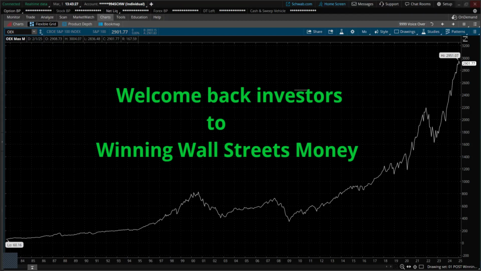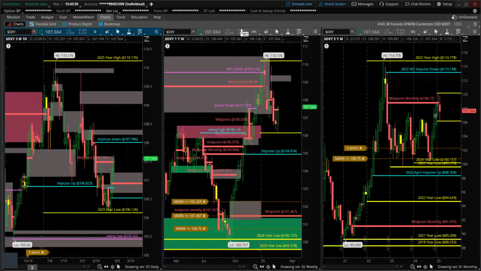So we're going to go over the currency markets, multiple time frames, 3 time frames. Far right is the 5-year monthly, the middle, the 1-year weekly, and the left, the 3-month daily. This is the US dollar index. It trades in the futures. I recall it trades on the ICE exchange, which is a different exchange than the CME.